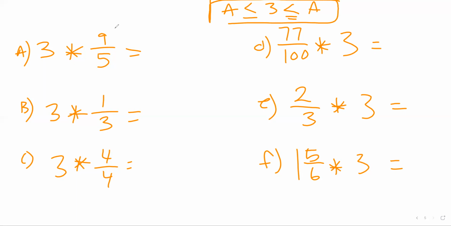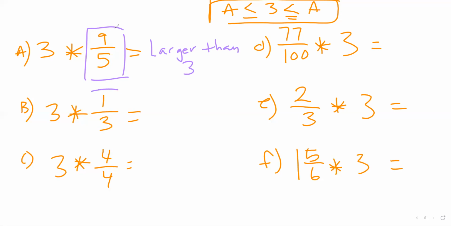So here we go. First things first, pay attention to my fraction. What do I know about this fraction? Oh, it's top heavy. I have 5 pieces that make a whole, but I have 9 of them. So I actually have more than 1. So this is actually going to be larger than 3 if I was to multiply.